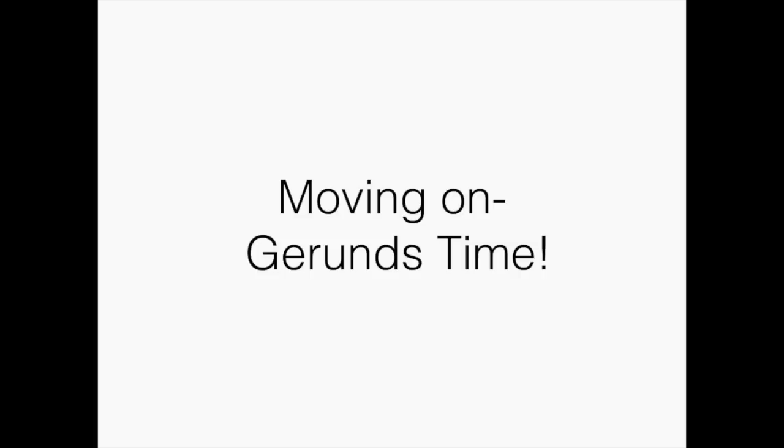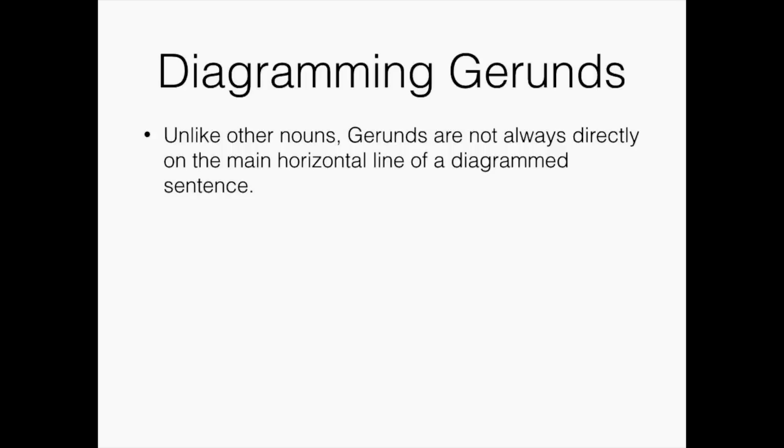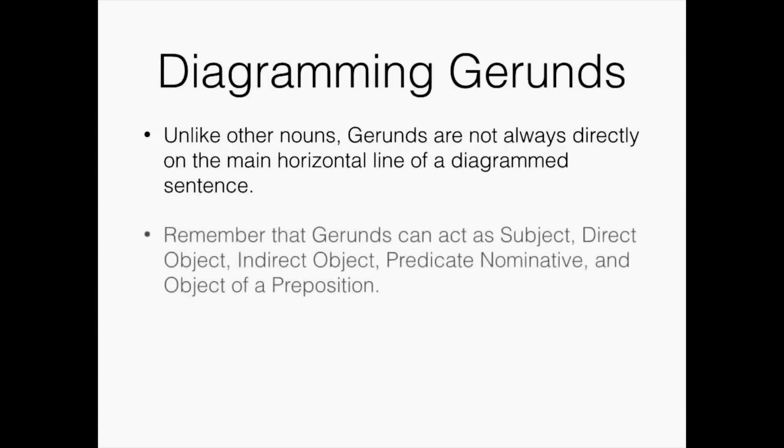You may remember from this video that gerunds are a kind of verbal used as a noun, but where we usually diagram nouns on the main horizontal line of a sentence, gerunds can be a little all over the place because they can be used in a variety of ways. Remember that gerunds can be used as subjects, direct objects, indirect objects, predicate nominatives, and objects of the preposition. So let's look at how they're used as subjects first.